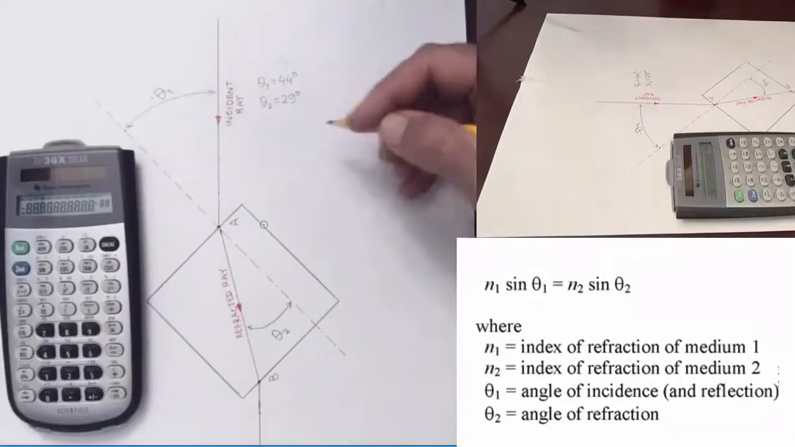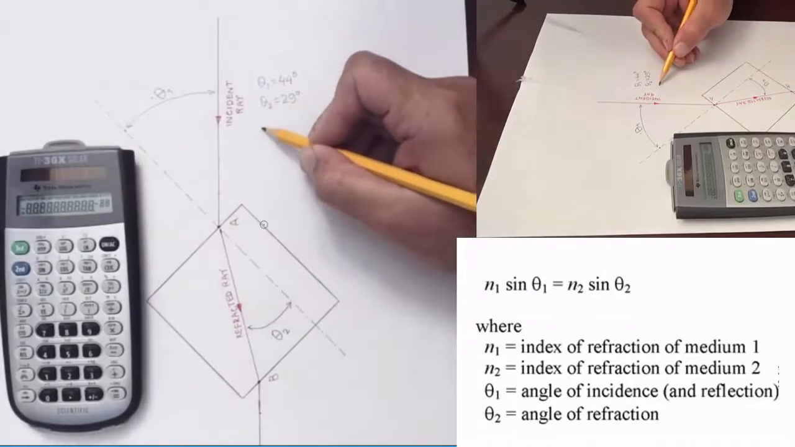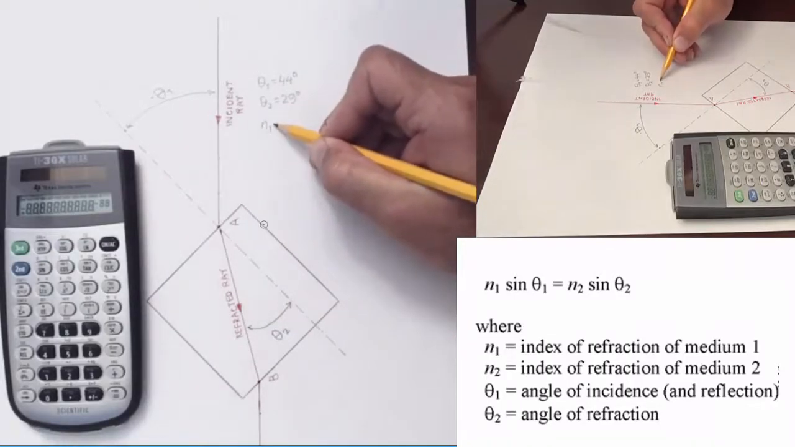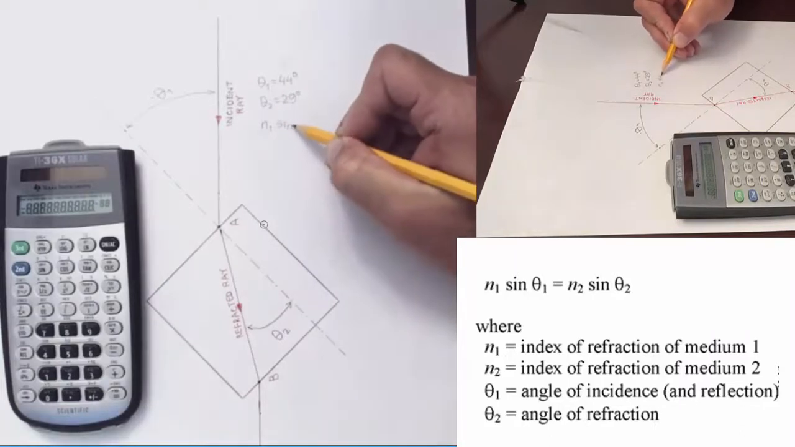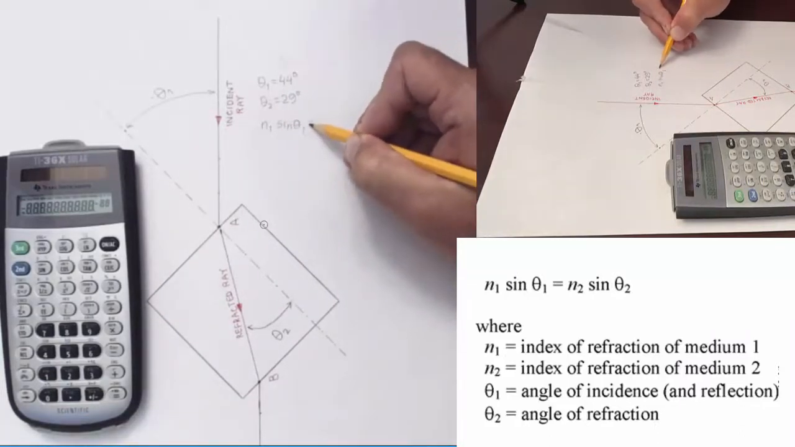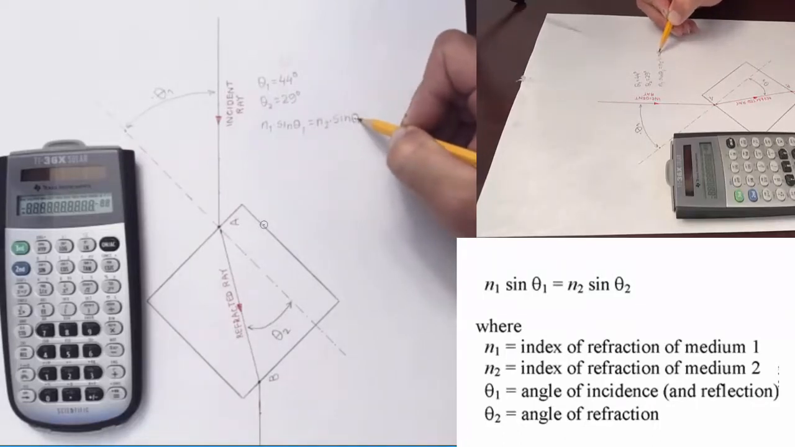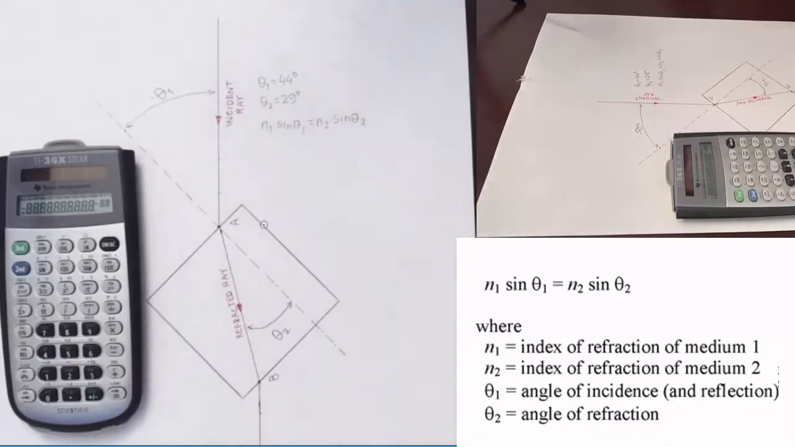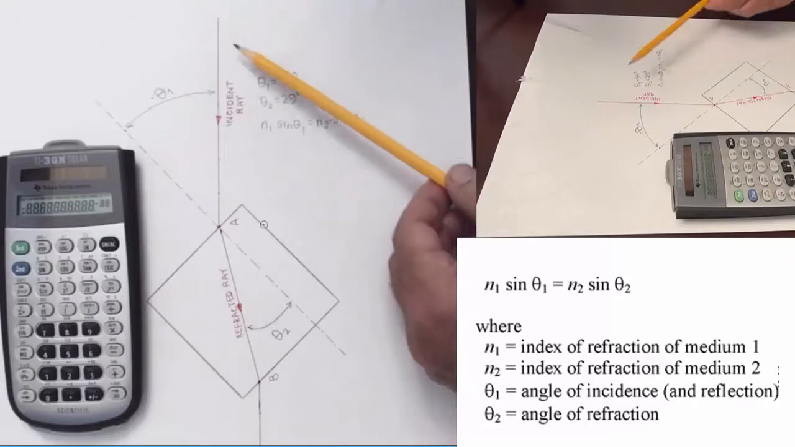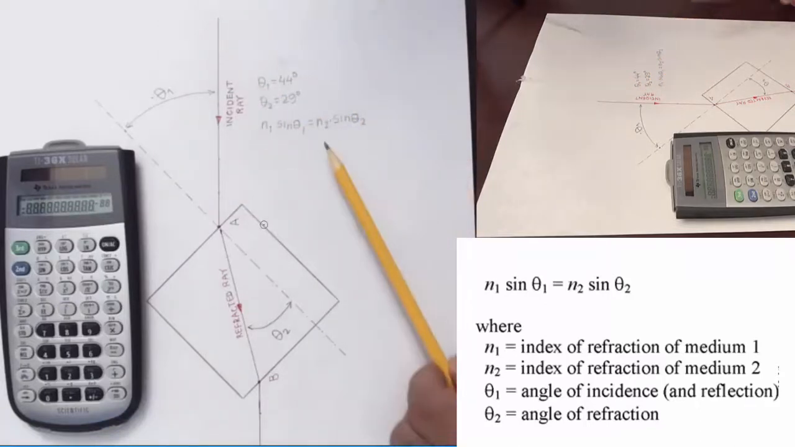Let's now apply Snell's law of refraction. The mathematical expression for Snell's law of refraction is as follows: n1 times sine of theta 1 is equal to n2 times sine of theta 2. This equation has a left-hand side and a right-hand side. The left-hand side represents all the properties of the first medium that light is entering from, into the second medium, which is on the right-hand side of this equation.